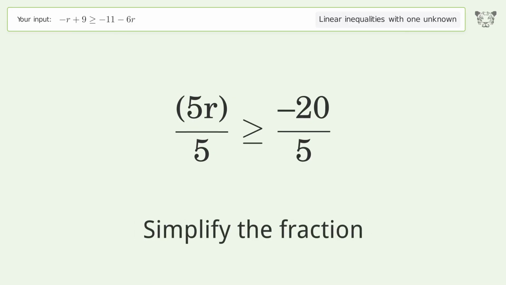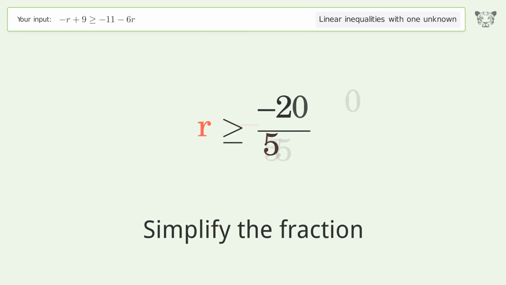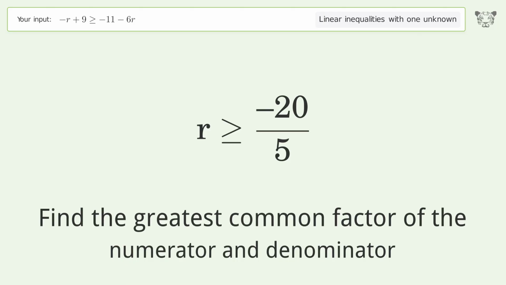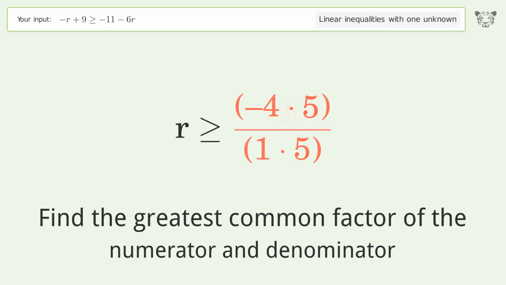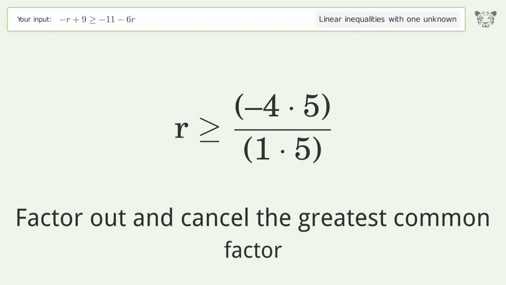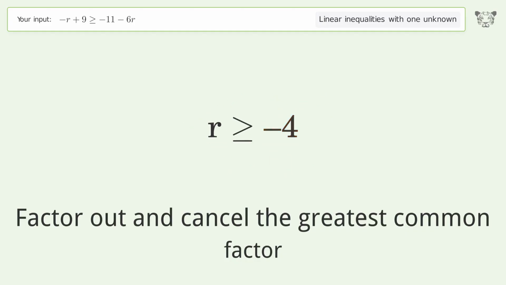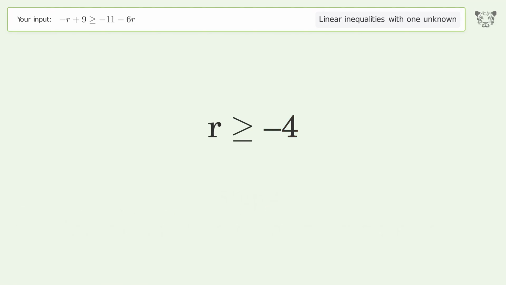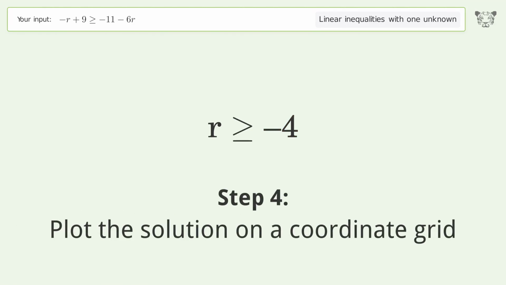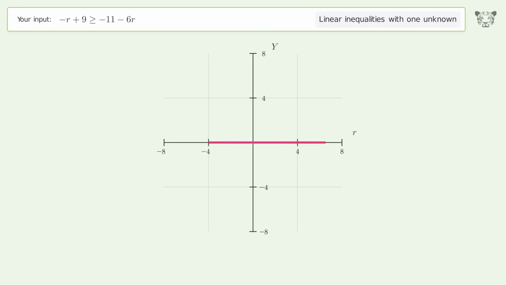Simplify the fraction. Find the greatest common factor of the numerator and denominator. Factor out and cancel the greatest common factor. Plot the solution on a coordinate grid. And so the final result is r equal or greater than -4.